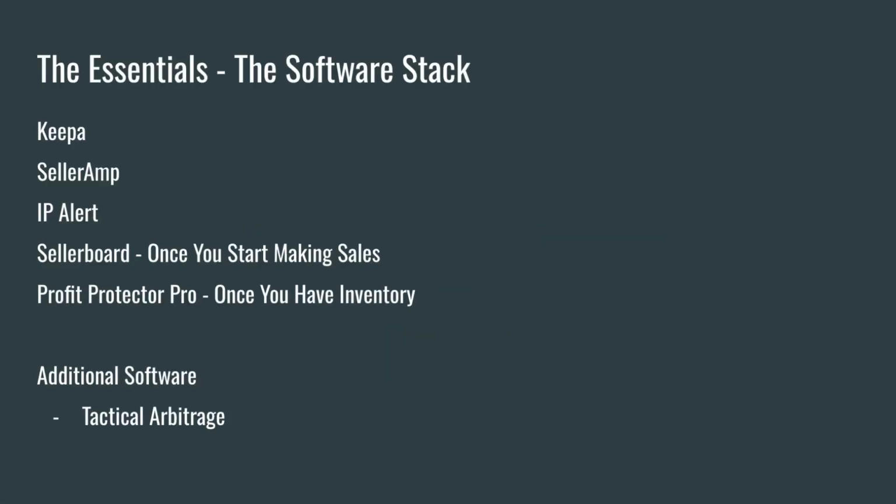So the essential software that we're going to need for arbitrage is the same software that we're going to need for wholesale. So we're going to need Keepa. That is absolutely non-negotiable. There is no substitute for Keepa. You absolutely need that. Now we're also going to be using SellerAmp. I think SellerAmp for online arbitrage is crucial. It makes it the easiest way to really start doing some of the methods that we're going to be talking about. So you definitely need that.